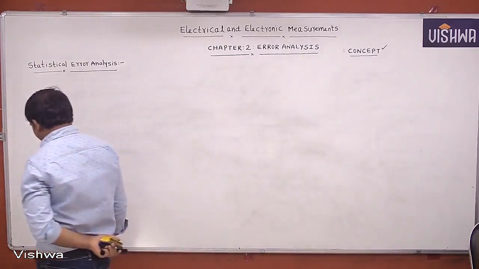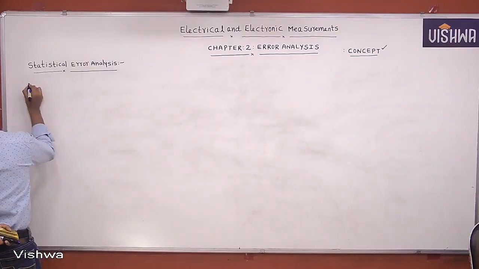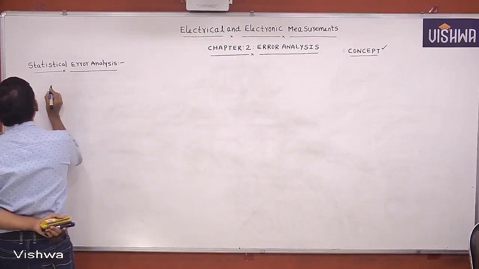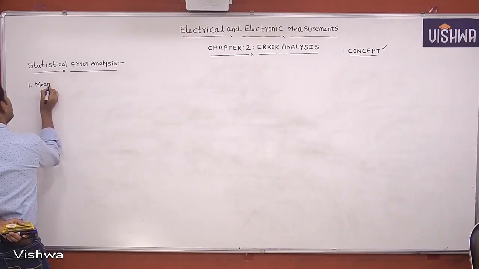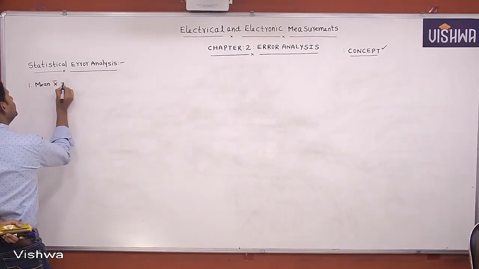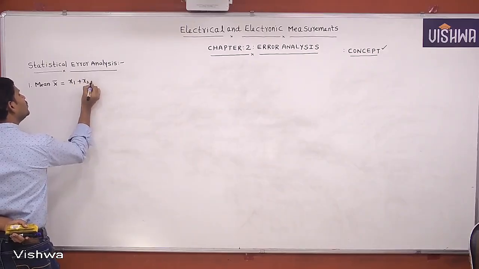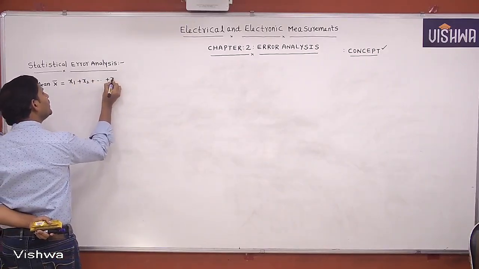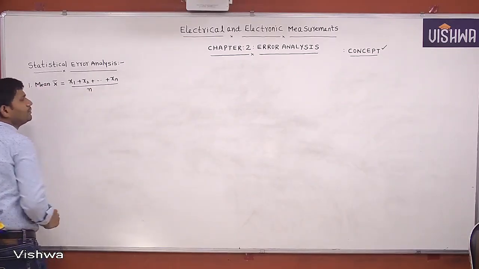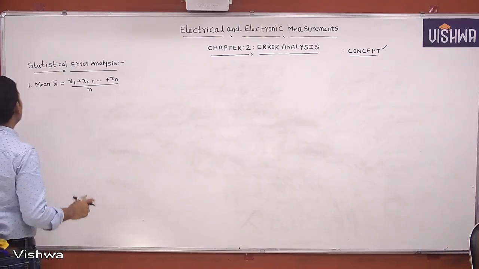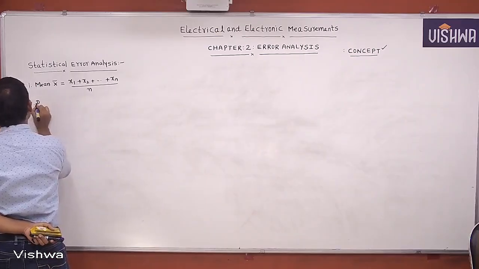Okay, see, what are the formulas we can use to do the statistical error analysis? One is, you define mean. Yes, mean. X bar equal to, how to calculate mean? X1 plus X2 plus and so on plus Xn by n is a mean. Then you define deviation.